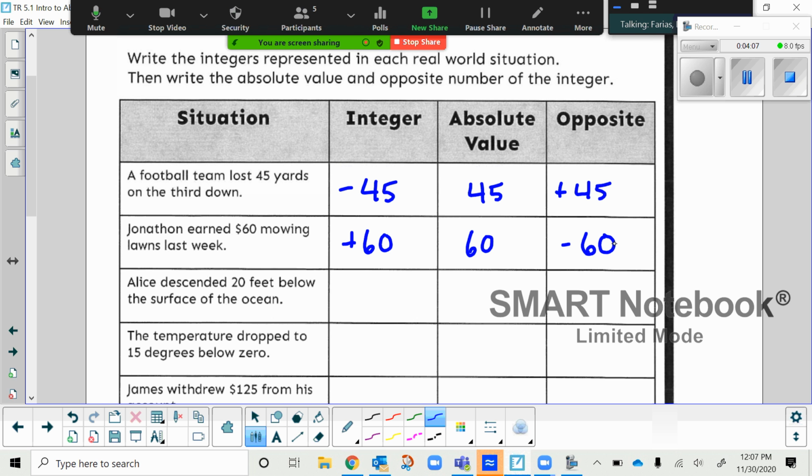How could that be represented? So Jonathan, maybe he mows lawns. He has a small side business. What might be represented by a -$60 in a business situation like that? What are some things you have to do when you have a business? You have to buy stuff, right? Maybe your lawnmower needs repairs. Maybe you have to buy gas. Okay, so a -60 in that situation could represent expenses, unanticipated repairs that you have to make.